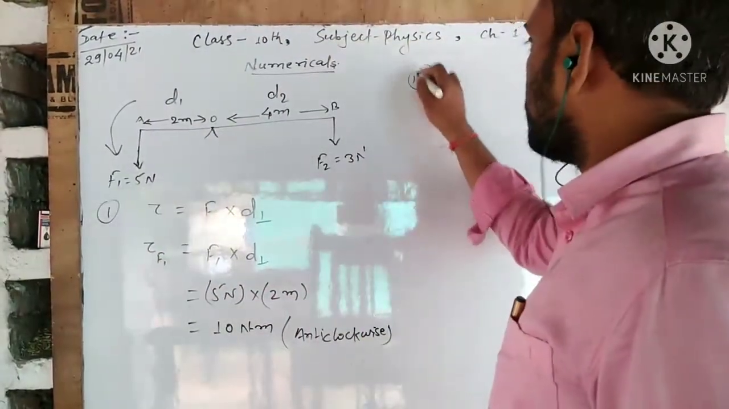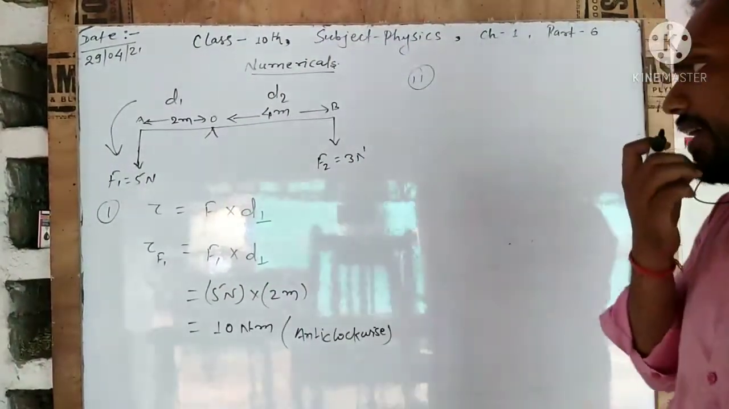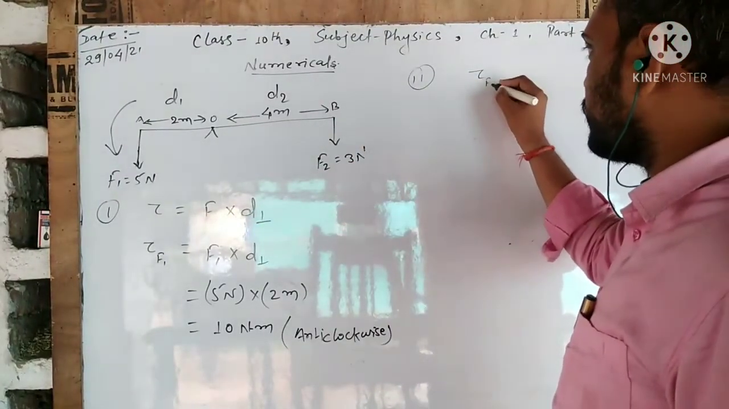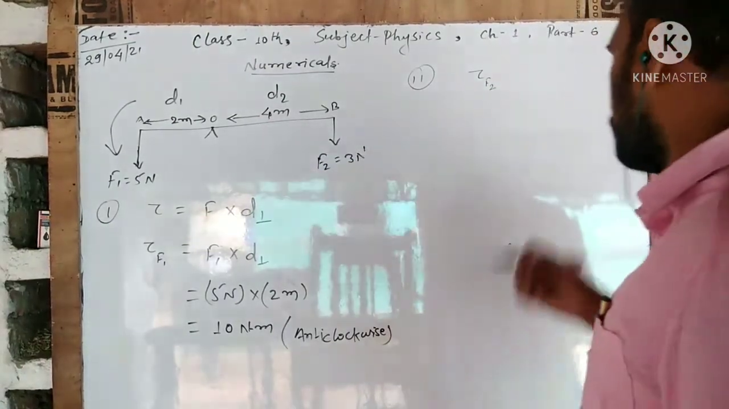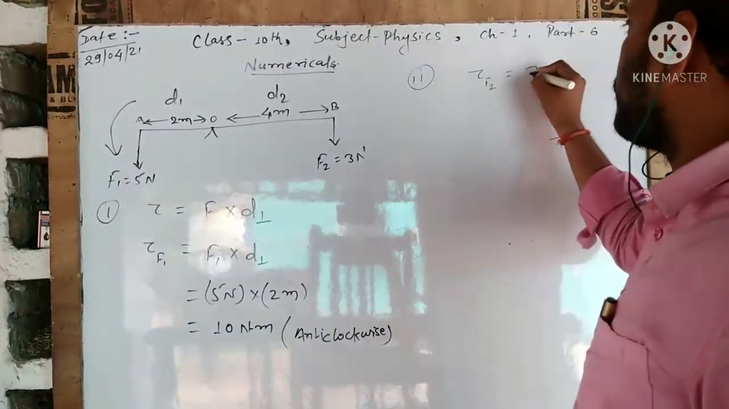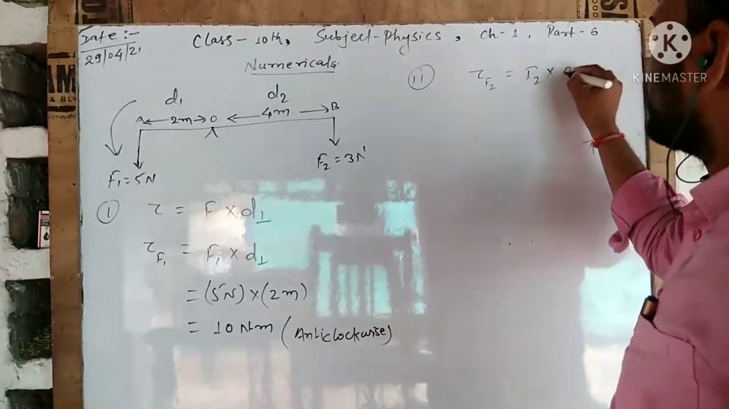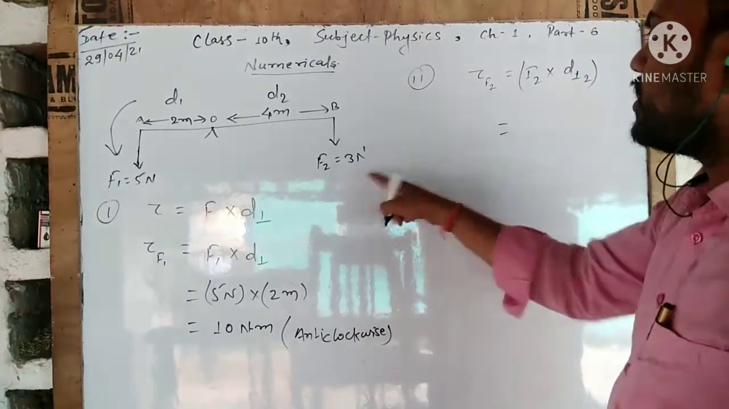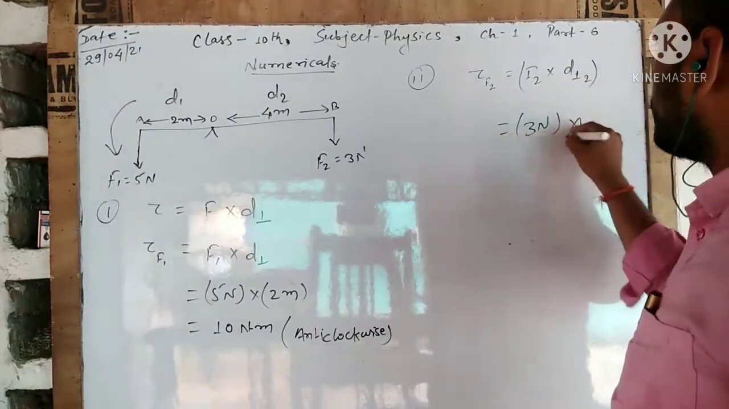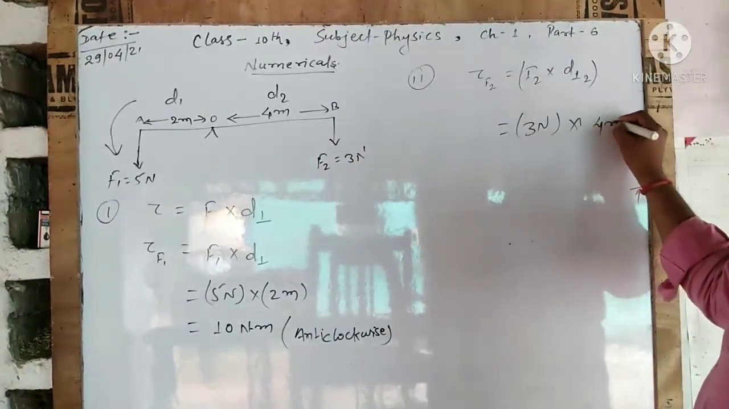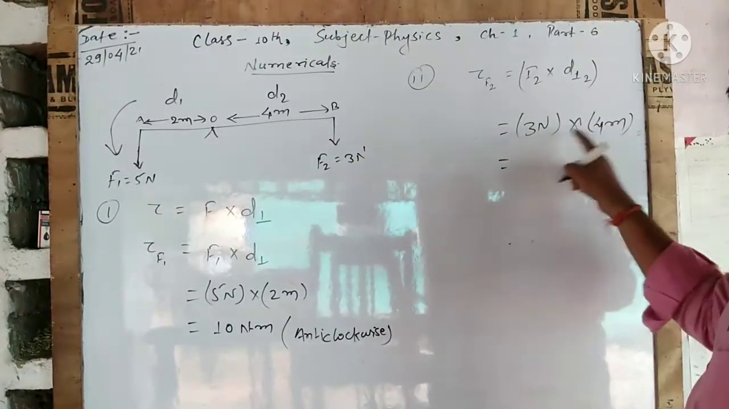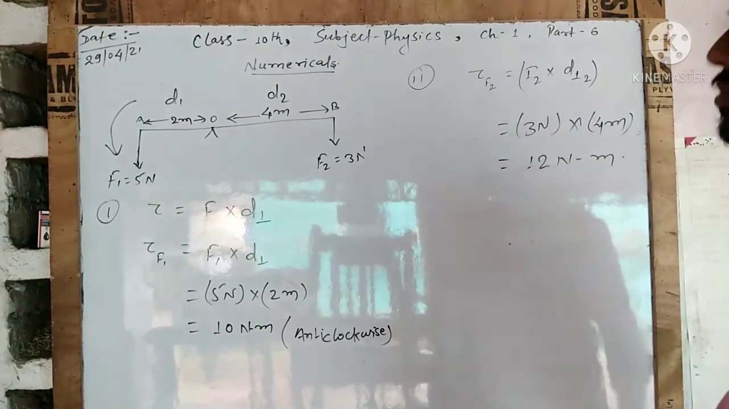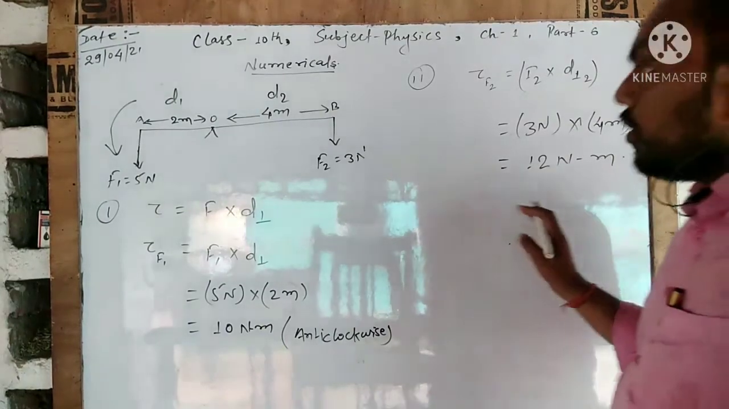Come to the second part. Again we have to use the same formula. Torque due to F2 about O is force F2 into perpendicular distance d2. F2 is 3 Newton and perpendicular distance is 4 meter. Four 3s are 12 Newton meter. Where will be the direction?